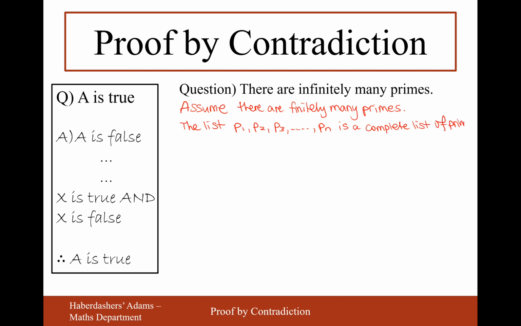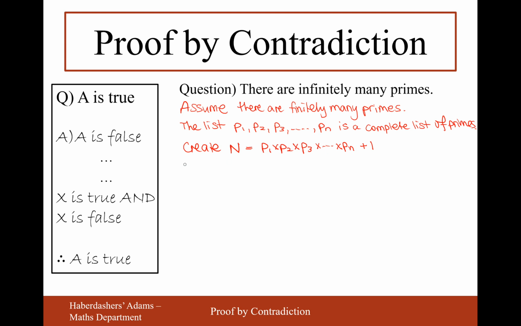Is a complete list of primes. Okay, so now I'm going to try to create a contradiction here. I'm going to try and create a new prime number, one that's not already in this list. So I'm now going to create the number n, and I'm going to multiply all of these prime numbers together. But that won't give me a prime number. What I could do now is add 1 onto this multiplication of all the prime numbers.